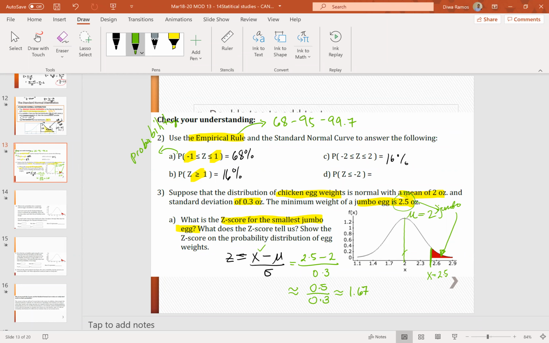From the center, it's 1.67 standard deviations away. So it's not even 2 standard deviations away. An egg is considered jumbo in terms of weight if it is 1.67 standard deviations higher compared to the average weight of an egg, which is 2 ounces. Make sense?